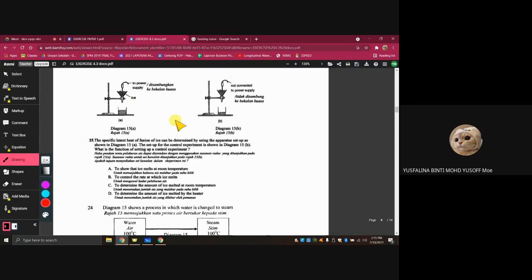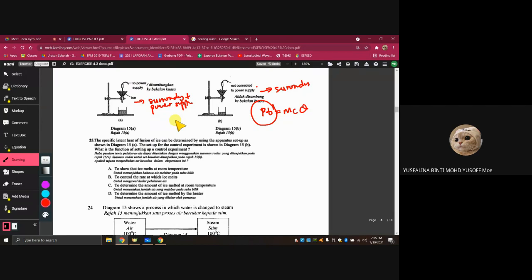So later you can subtract, and then you only get the energy that is used to change the solid to liquid. This one comes from the surrounding and also from the power supply, and this one only comes from the surrounding, right? We want to use the formula Pt = mcθ, so we only need the energy supplied by the power supply only. That's why we need another setup that is not connected to the power supply.